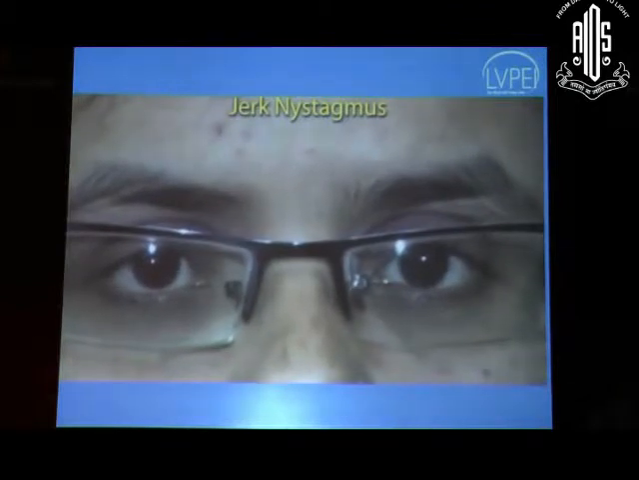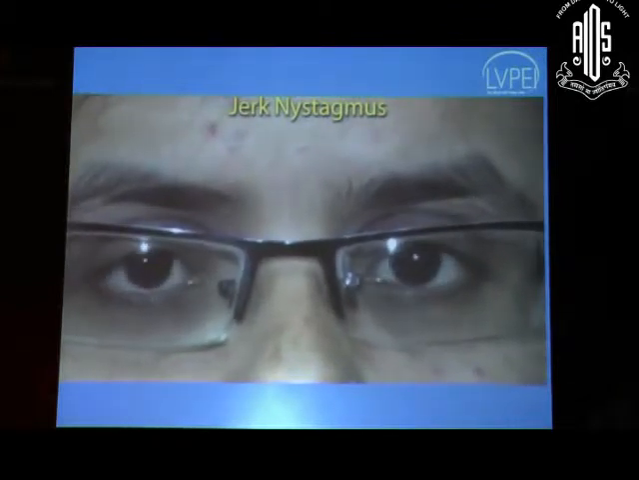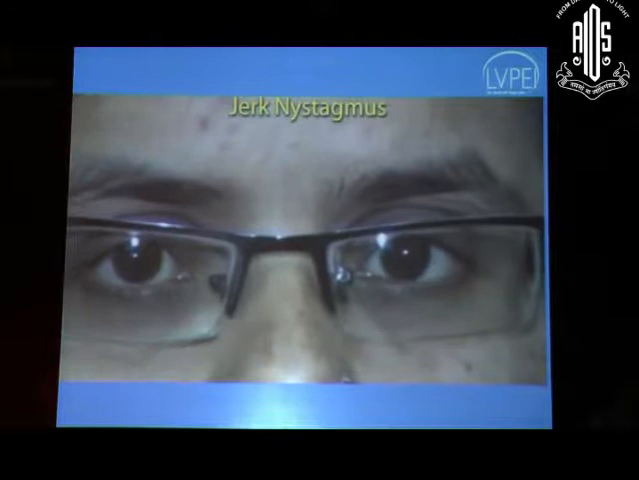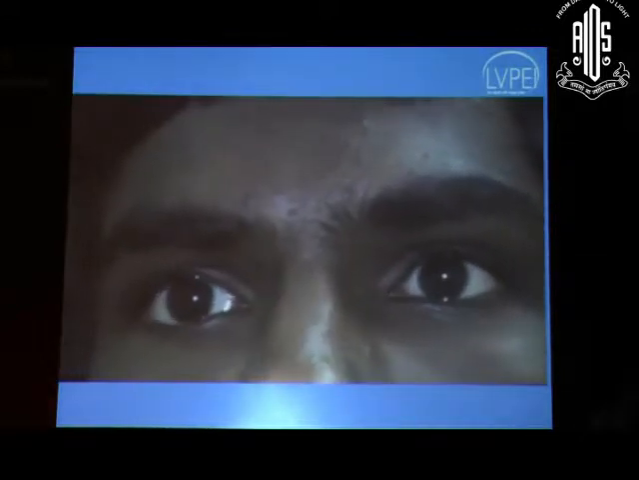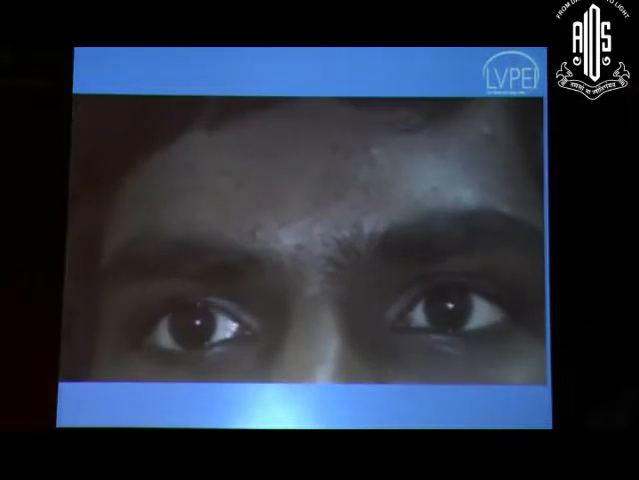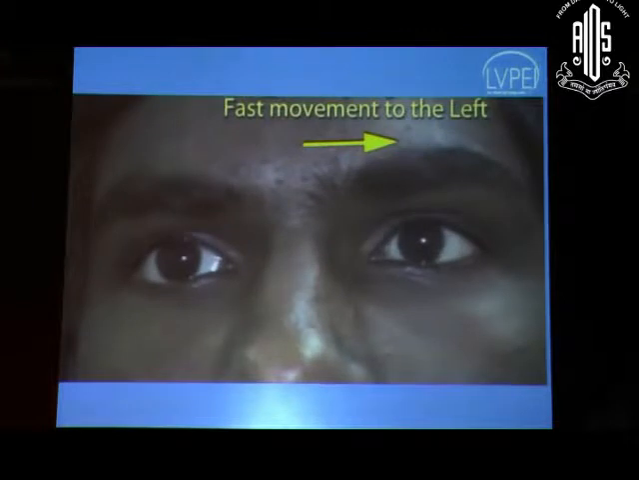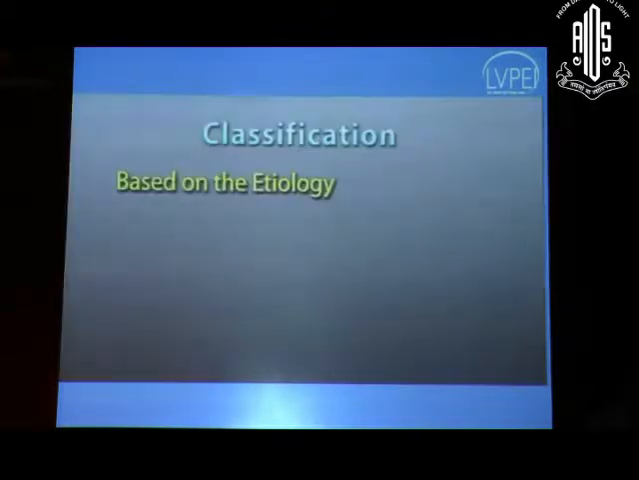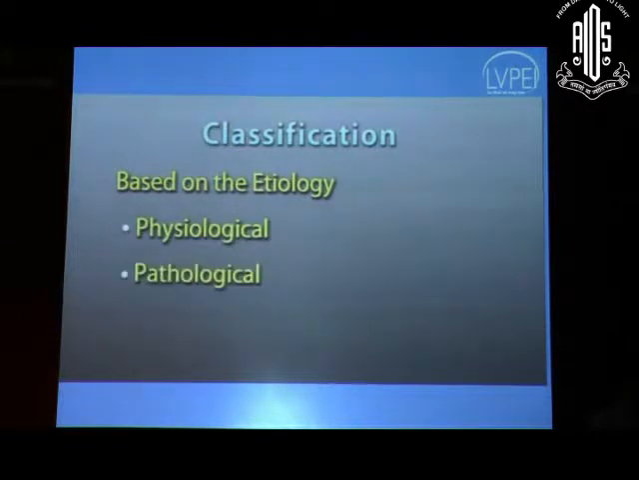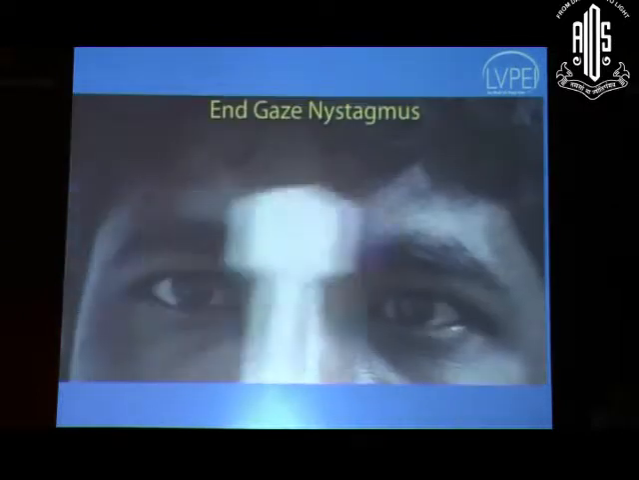So it's just showing that you need to make sure whether it's a jerk nystagmus or rotatory. This is a typical jerk nystagmus. You can see the small amplitude which is seen with a higher frequency. The frequency is a little bit large, and there is a slow movement to the right and fast movement to the left here. And you can also classify based on the etiology, whether it's physiological or pathological.